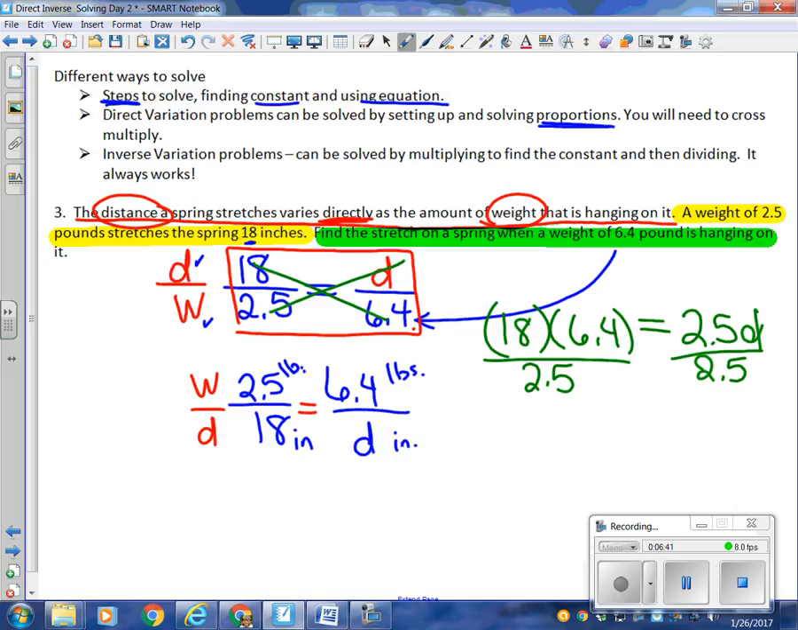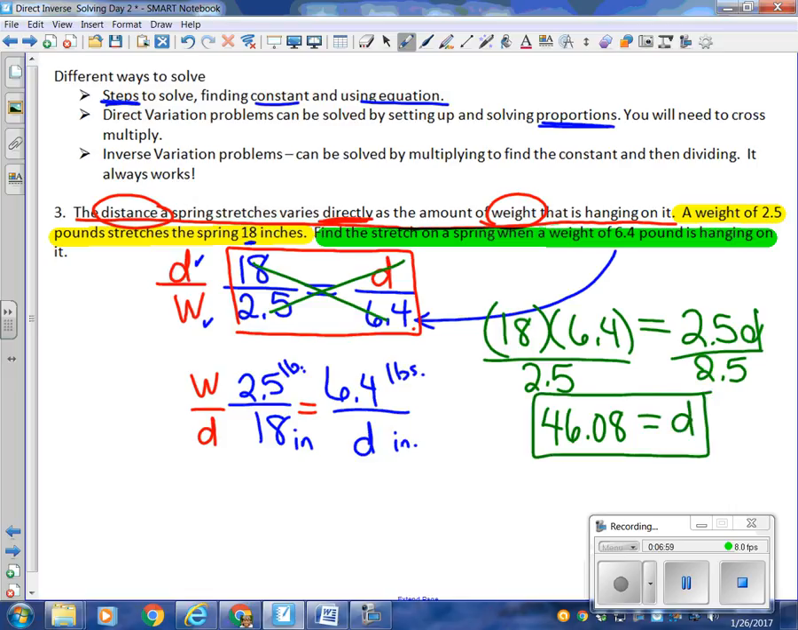So now I'm going to take my calculator and I'm going to type in 18 times, whatever's on top goes in your calculator first. So 18 times 6.4, and then I can just go ahead and hit divide by 2.5 all at one time, and the answer is 46.08. Was not a nice, neat, perfect answer, but still a very reasonable answer.